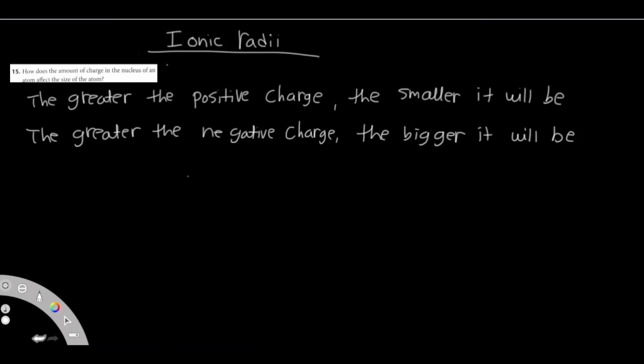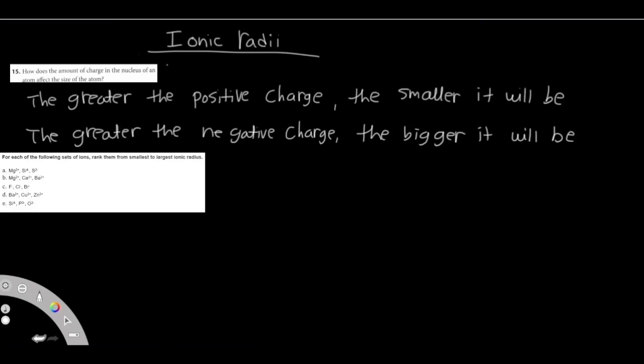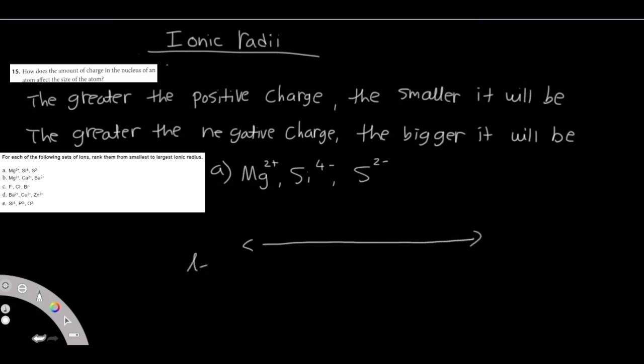Let's put this into a question. That's the best way to check our comprehension for understanding. All right. Let's do A. Mg2 plus, Si4 minus, and S2 minus. We're going to look at it this way. We're going to have least on the left, greatest to the right. Again, we're talking about atomic radii, how big it is. We need to put these into our answer here.